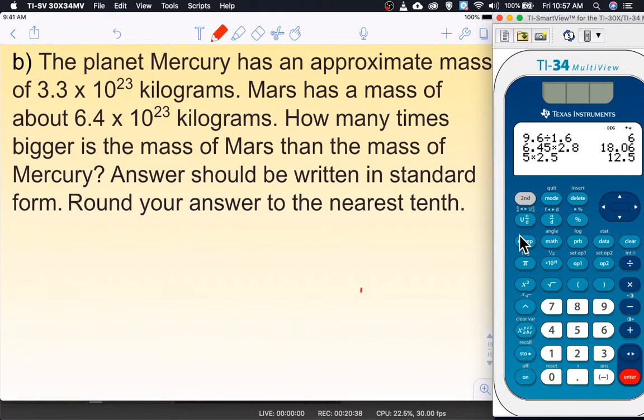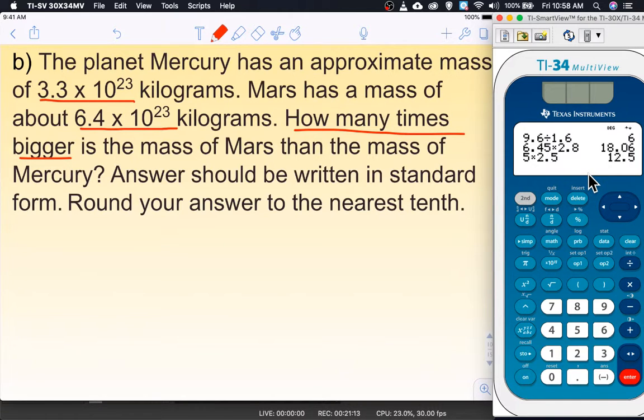Letter B here says the planet Mercury has an approximate mass of that number. Mars has an approximate mass of that number. How many times bigger is the mass of Mars than the mass of Mercury? Now, I want you to be careful here, because that phrase, how many times bigger, sounds very similar to how much bigger, but it's not. How much bigger would be a subtraction problem. You're looking for a difference. How many times bigger is going to be a division problem.